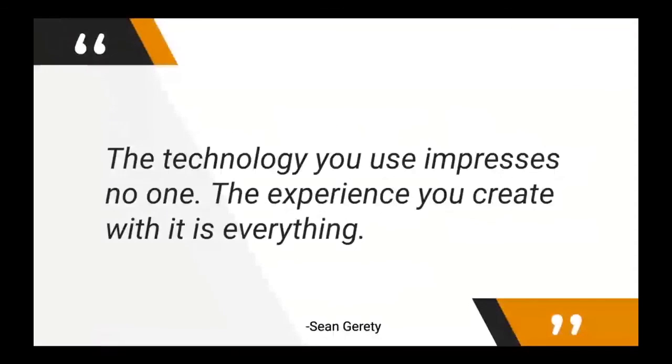Technology can be interchanged with a lot of things. What is your marketing content? The marketing content you use impresses no one, but how are your prospects actually interacting with that marketing content? How are your internal customers interacting with the experiences you have in place for them when it comes to the process percentages? So just something to consider when you're looking at the different tech that's in place.